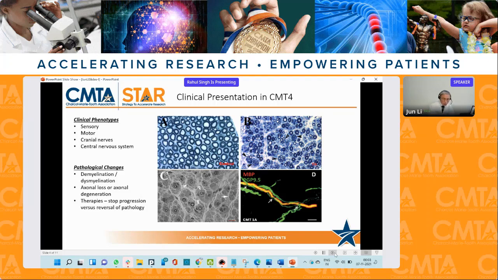This is what a normal nerve looks like. The dark circle is the myelin. In the middle of the opaque area is what we call the axon. Some CMT type 4 may predominantly damage the dark part, the myelin, and we call that demyelination. Some may predominantly damage the axon, and we call that axonal degeneration. Whatever therapy we design, we aim to either stop or reverse the demyelination, or stop or reverse the axonal degeneration. Okay, next slide.